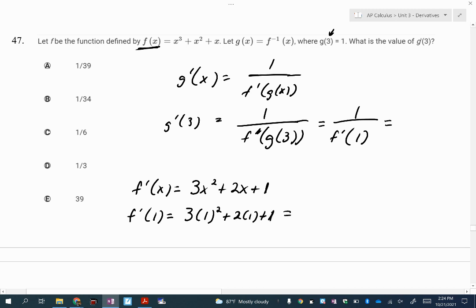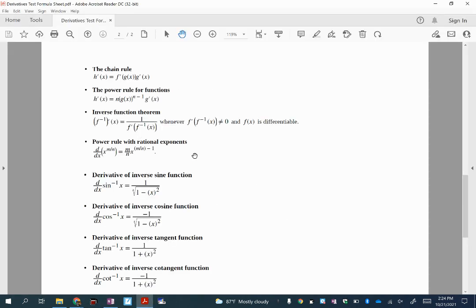All right, so 1 squared is 1. 1 times 3 is 3. So 3 plus 2 plus 1, which is equal to 1 over 6. All right, so I'm showing you different ways that they're going to ask you about the inverse function theorem, right? This one right here.